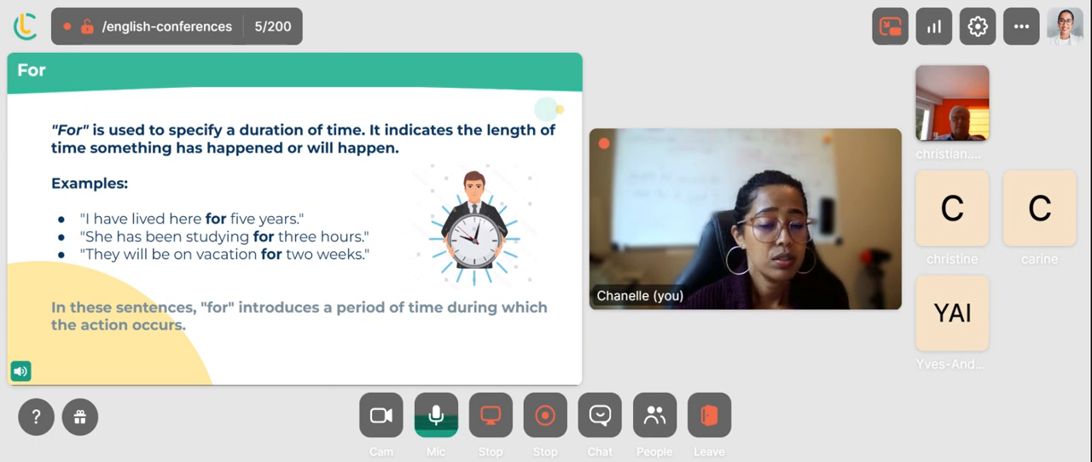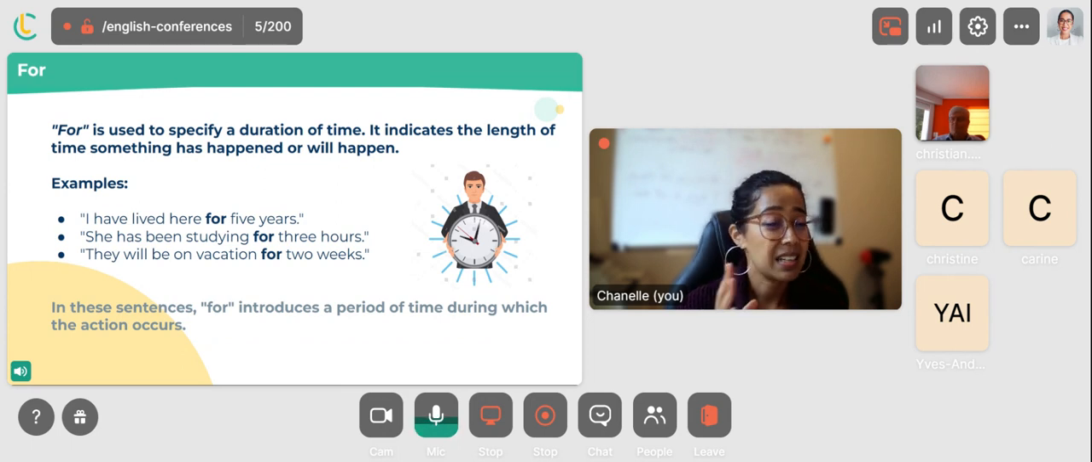For is used to specify a duration of time. It indicates the length of time something has happened or will happen. For example, I have lived here for 5 years. She has been studying for 3 hours. They will be on vacation for 2 weeks. In these sentences, for introduces a period of time during which the action occurs.